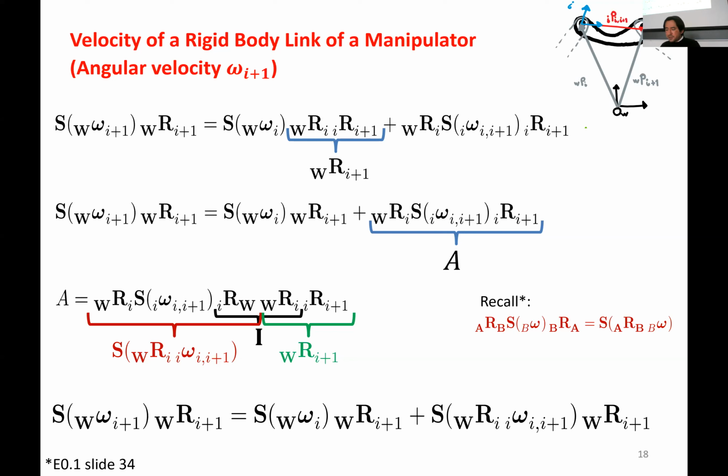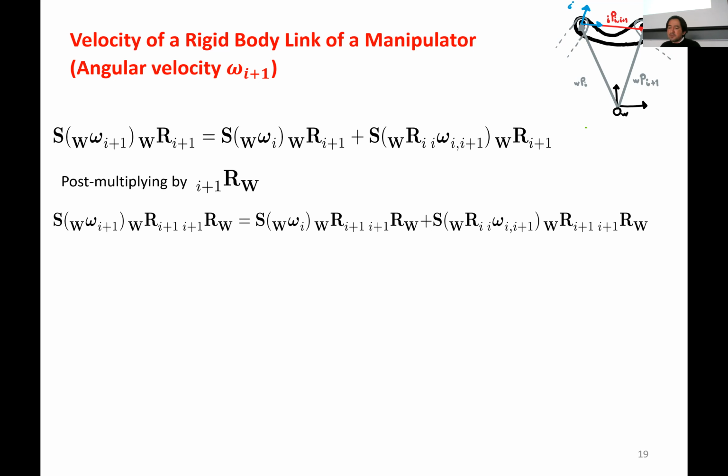So then we have the expression now with the simplified version of the term that I'm calling A. Let's put this back here, and we're going to do a small trick, which is post multiplying by this matrix, which is the transpose of the rotation matrix from the world to link I plus one. Then, very interestingly, all of this becomes identity because we have R times R transpose, which is identity. And we can also reduce this.